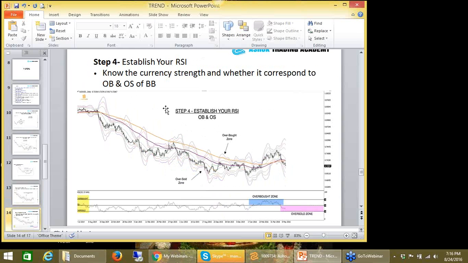Establish your RSI. Once you find the trend and the overbought, oversold condition, you want further confirmation, so you put the RSI. You can see this is the overbought zone and this is the oversold zone. Overbought means once the RSI reaches here, we try to get a sell position. Oversold means the price is already oversold, so we are waiting to buy. This confirmation can give the idea to take a trade. Next, step number 5.